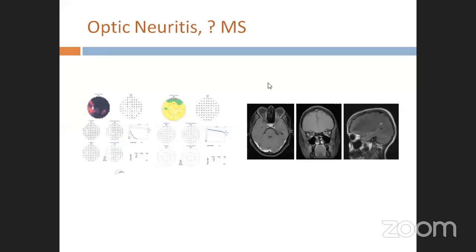So this patient underwent pulse steroid therapy in our clinic, and we sent the patient to the neurologist to investigate for MS and continue treatment. We follow up the patient in the clinic concerning vision and visual field.